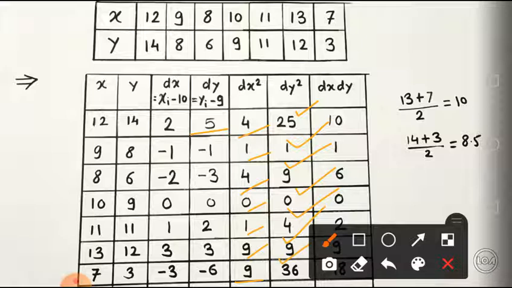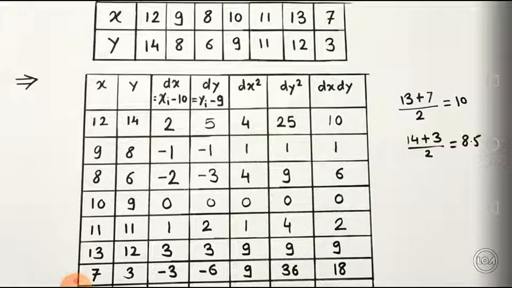Now we'll multiply dx and dy. 2 into 5 is 10, minus 1 into minus 1 is 1, minus 2 into minus 3 is 6, 0 into 0 is 0, 2 into 1 is 2, 3 into 3 is 9 and minus 3 into minus 6 is 18.